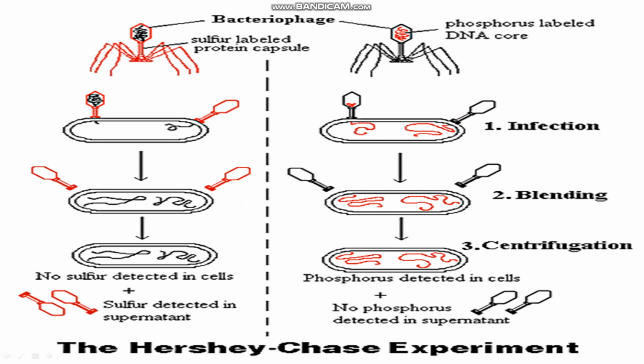When he infected the bacteria with the phosphorus-labeled DNA core from the bacteriophage, the bacteriophage is a virus actually, right? In the bacteria, blending of genetic material takes place. So blending takes place here after the centrifugation. What is centrifugation? Centrifugation is a technique in which mixing of something takes place. So here phosphorus was detected in the bacterial cell.